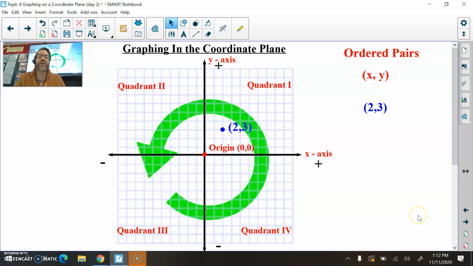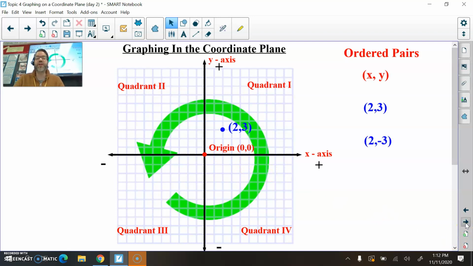Boom, right there. Also, you're going to notice I always have to follow the grid lines. Just like in town, if you're driving, you have to stay on the roadways. It's not good manners to drive through people's yards. Okay? So yeah, that's where 2, 3 would be located.